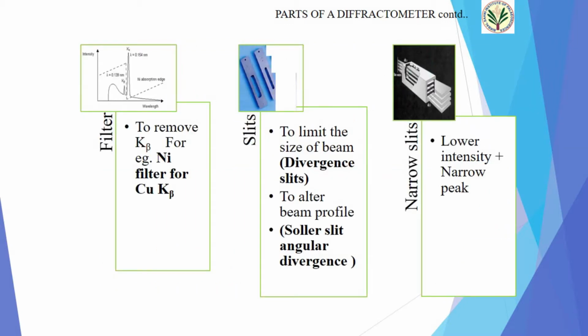Various components are there, such as filters and slits, as parts of the optics. As I have told you earlier, filters are there to remove the continuum part of the X-ray source, as we only need the characteristic radiation such as K alpha and K beta. Slits are there to limit the divergent X-rays, and narrow slits are there to lower the intensity.